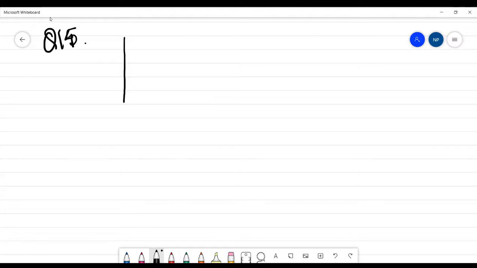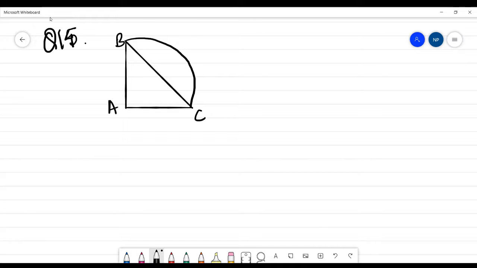So this is the sort of triangle that is given. ABC is a quadrant, and then you have a quadrant and also a semicircle drawn on BC. This particular part is the shaded portion. So we have to find the area of the shaded region.